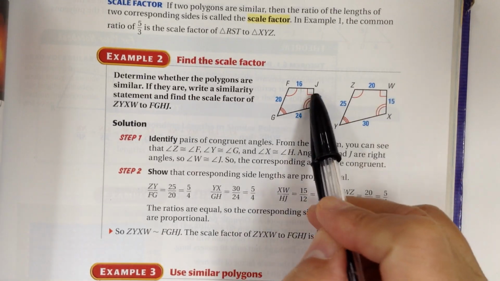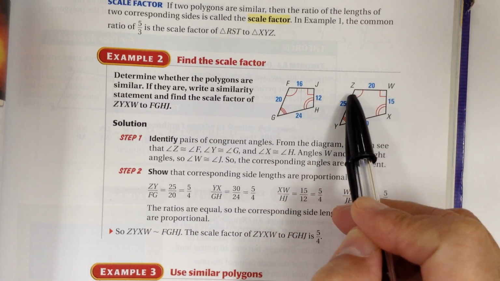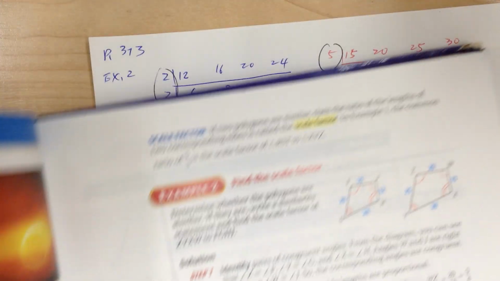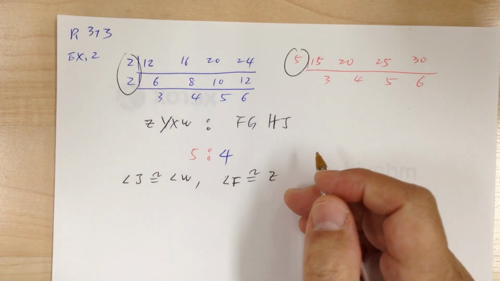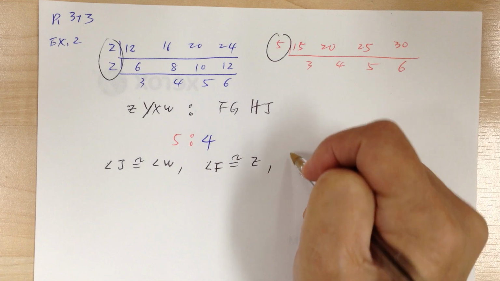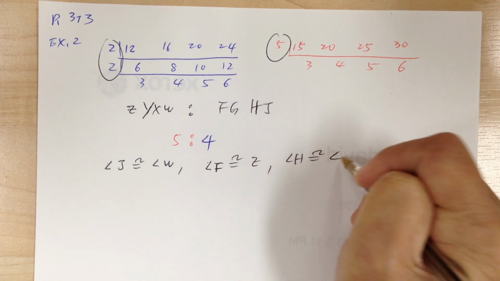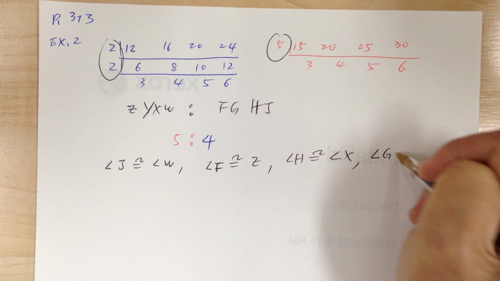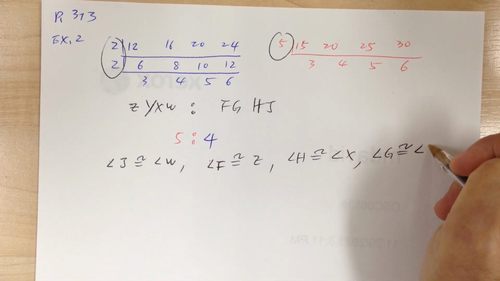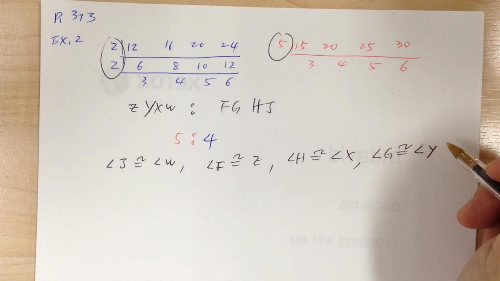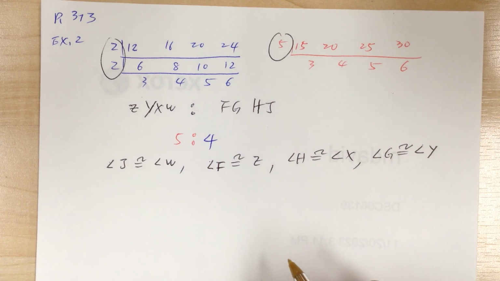So again, what we're doing is the right angle first, then one arc, then two arcs and three arcs. That's how we're going to write it. The two arcs would be angle H is congruent to angle X, and the three arcs would be angle G is congruent to angle Y. And then the corresponding parts, the proportions. So that's it.